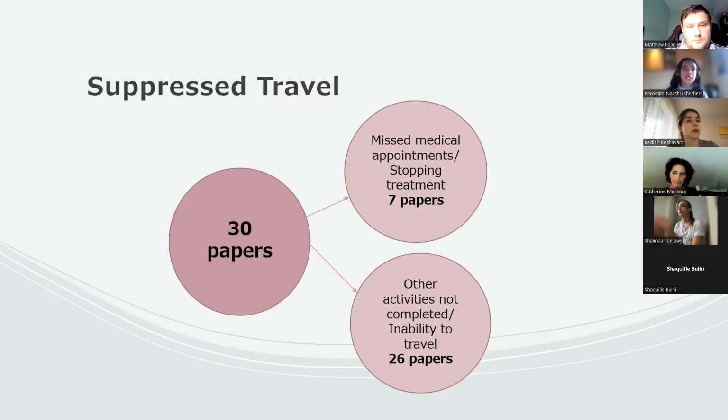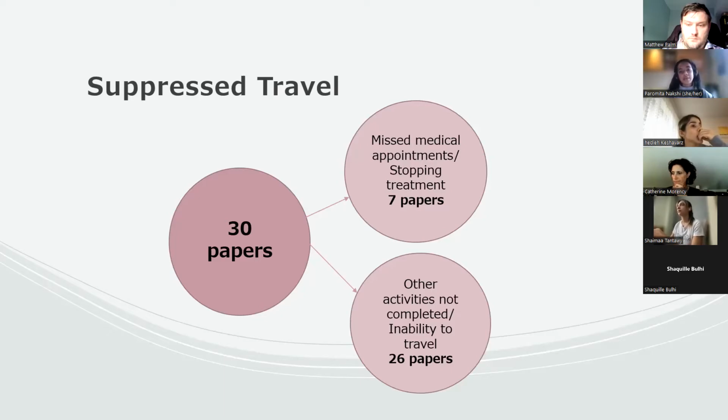So we found that in total, 30 papers focused on suppressed travel out of 158 papers. And among suppressed travel, some papers focused on multiple areas that align closely with suppressed travel. For example, missed medical appointments and missed social trips, or missed medical appointments and missed work trips. And some papers focus particularly on just one component, or just in general how different activities could not be accessed by people.